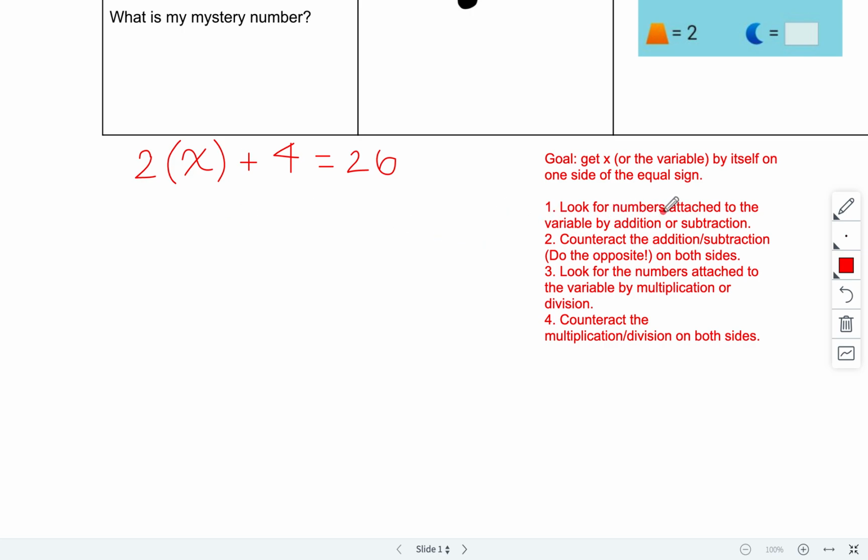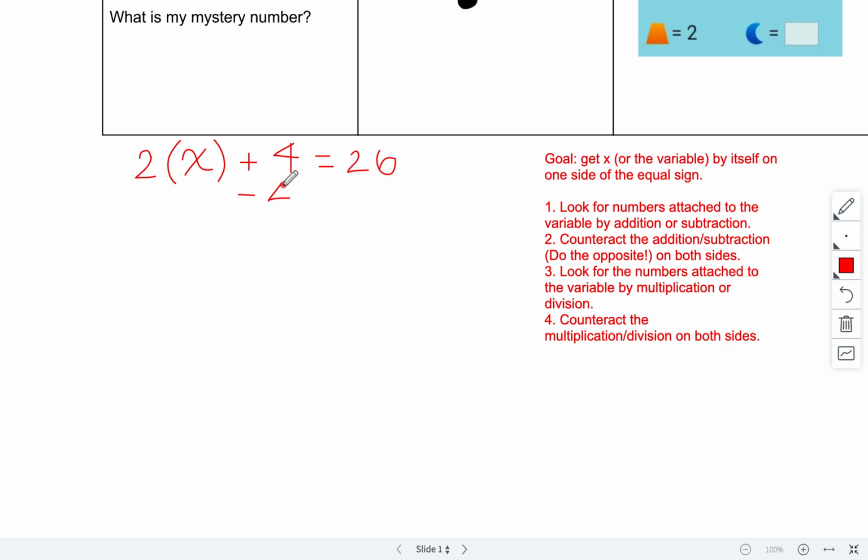Like I said, we're going to look for numbers attached to the variable by addition or subtraction. Now 2 we said was multiplied to x. We're going to leave 2 alone for now, but 4 is added to the variable x. So we found our number. The next step is to counteract the addition or subtraction, which just basically means do the opposite. And it says to do that on both sides of the equation. So the opposite of adding 4 is to subtract 4.